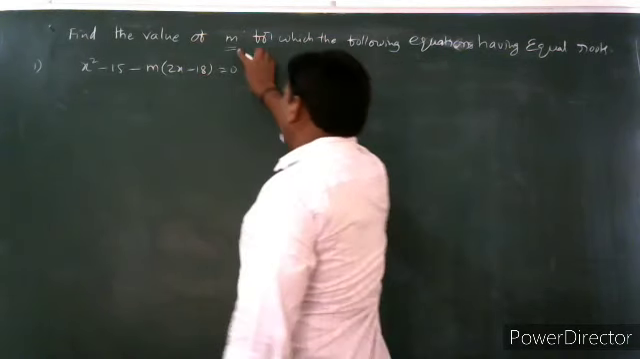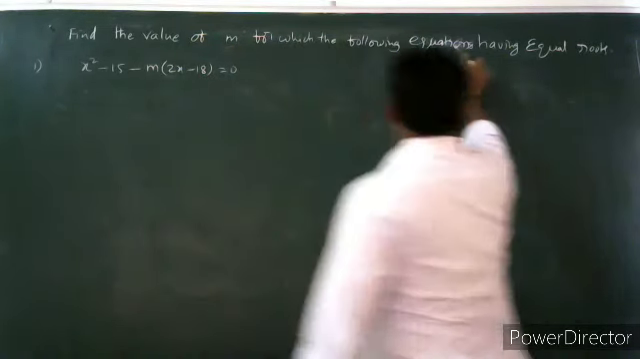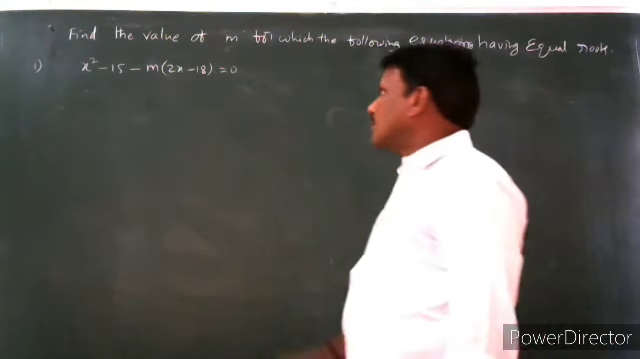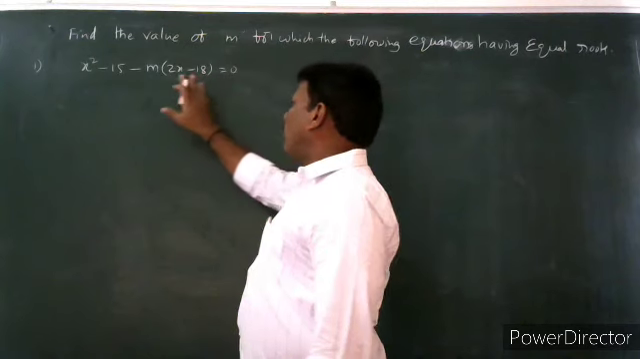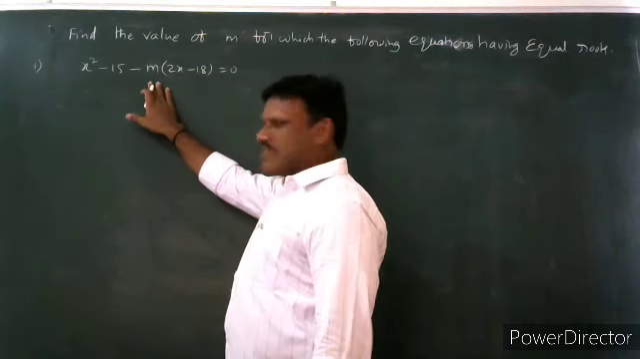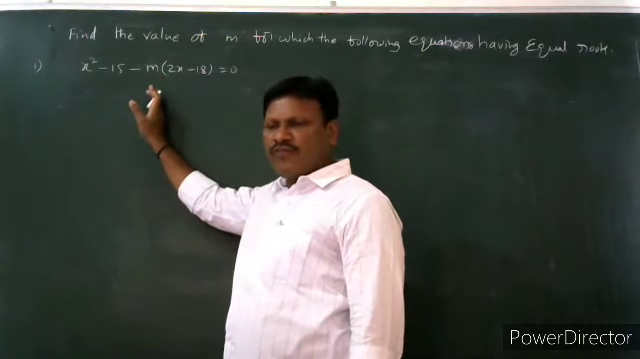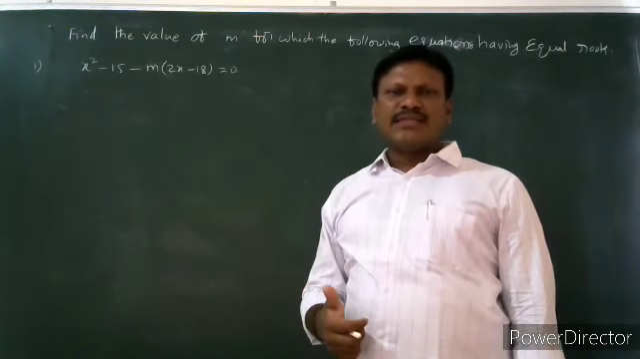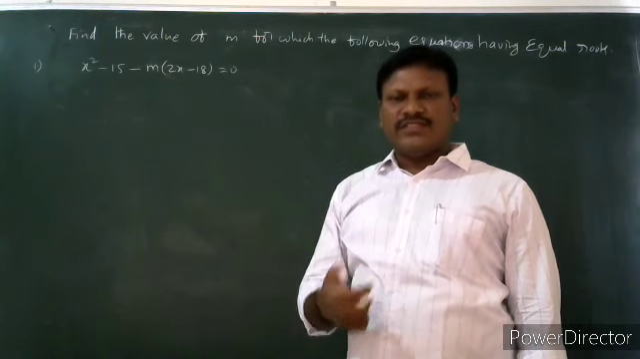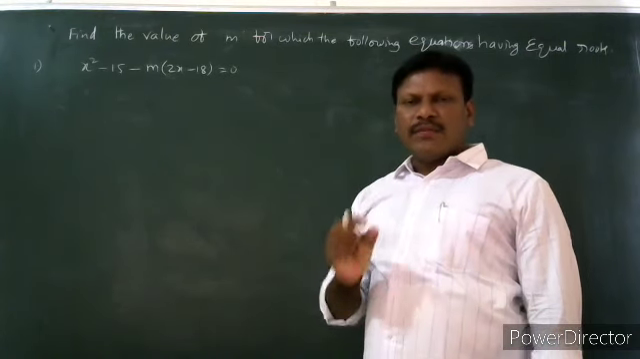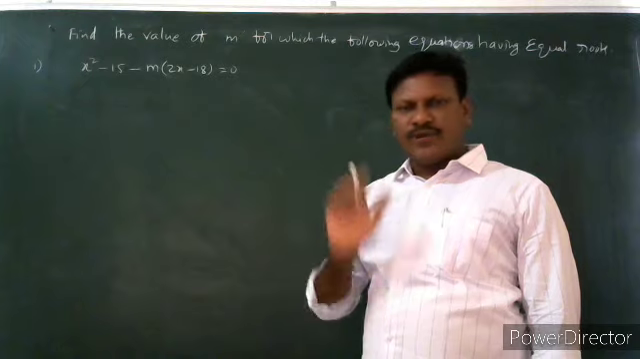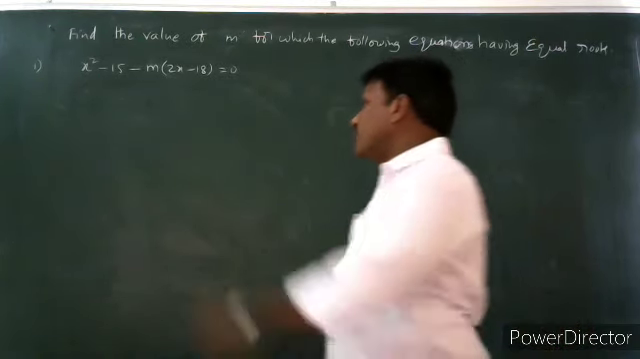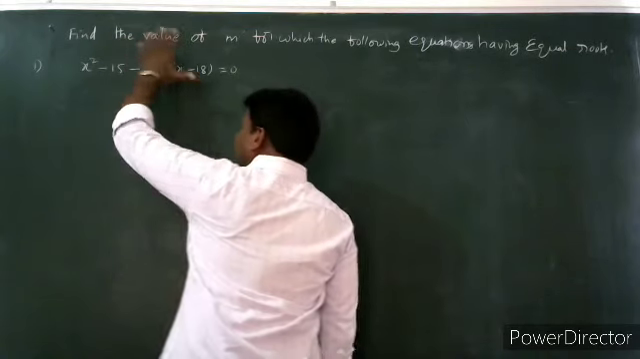Find the value of m for which the following equations have equal roots. So in this equation, one unknown value m is there. To find the value of m, the equation has equal roots. Equal roots means the discriminant of the equation is 0. That means b square minus 4ac is equal to 0. First we write the values a, b and c. For that we convert the equation into standard form.